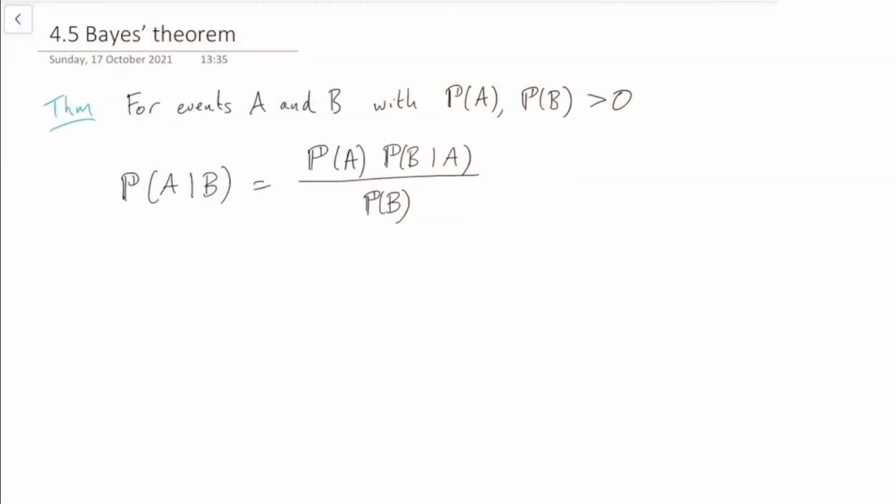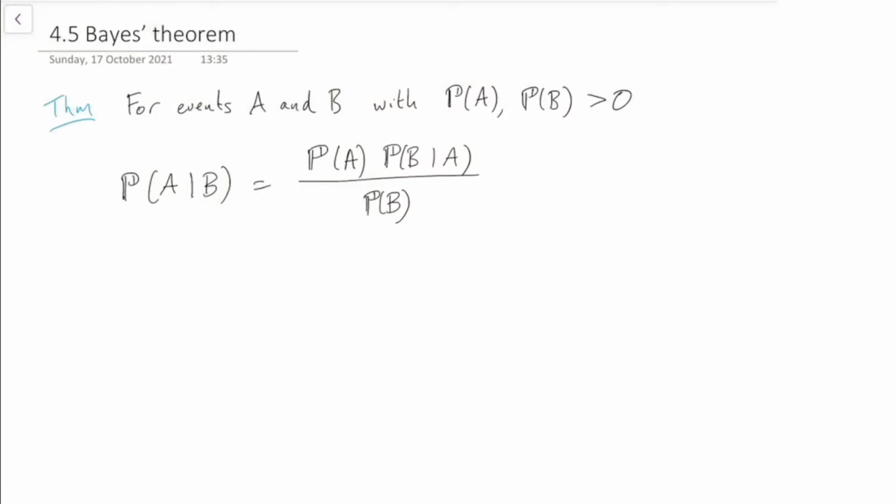In this section, we're going to talk about a result called Bayes' theorem. And I think what we're going to do first here is we're going to state it, prove it, and use it. And then I'll talk about why this is an important result. So let's start with the statement of Bayes' theorem.